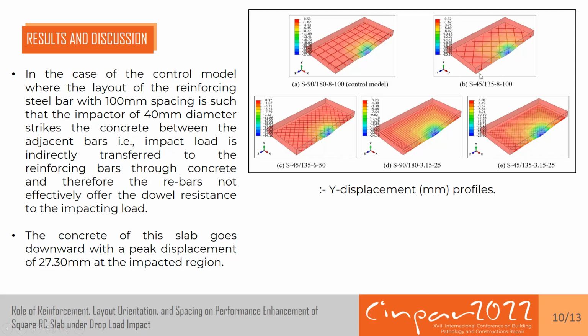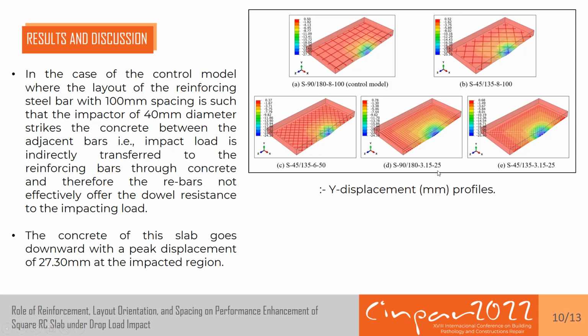That is, the percentage reduction is 8%. In the third model, again the displacement is further reduced, but the reduction is very marginal. It is reduced from 25.10 to 24.10. And similarly, the displacement is also reduced with the welded wire mesh. However, you can see that the reduction in the displacement is not very significant, either by changing the spacing or by changing the layout of the reinforcement.